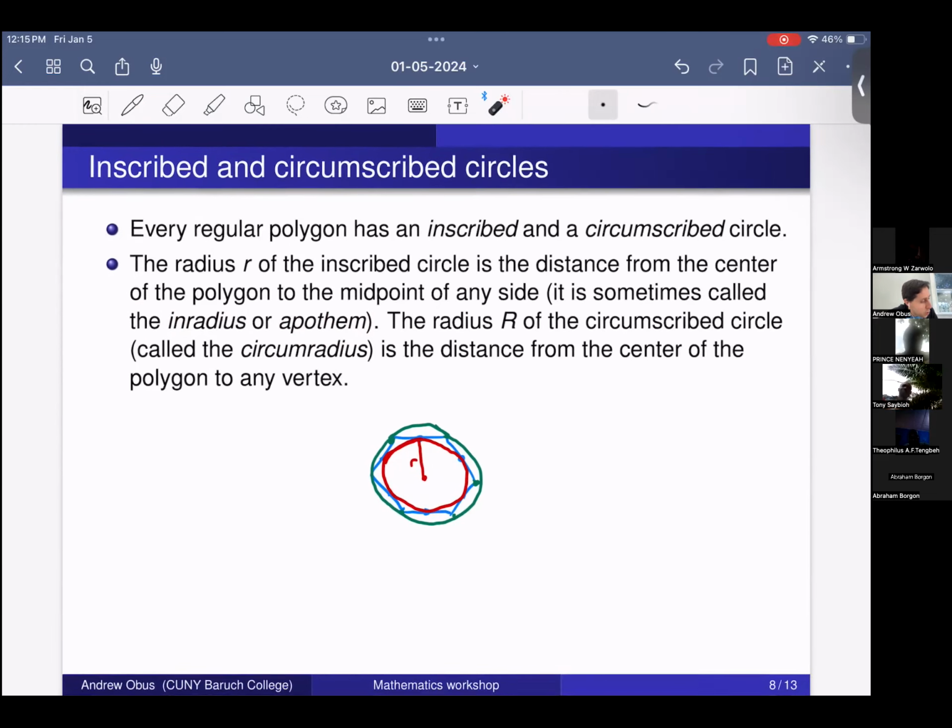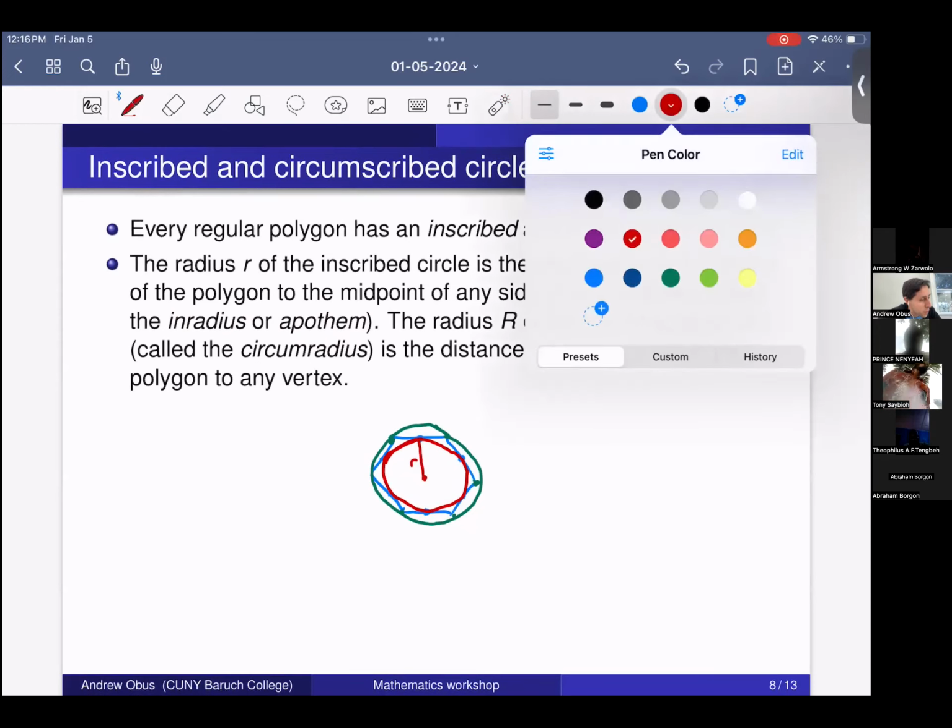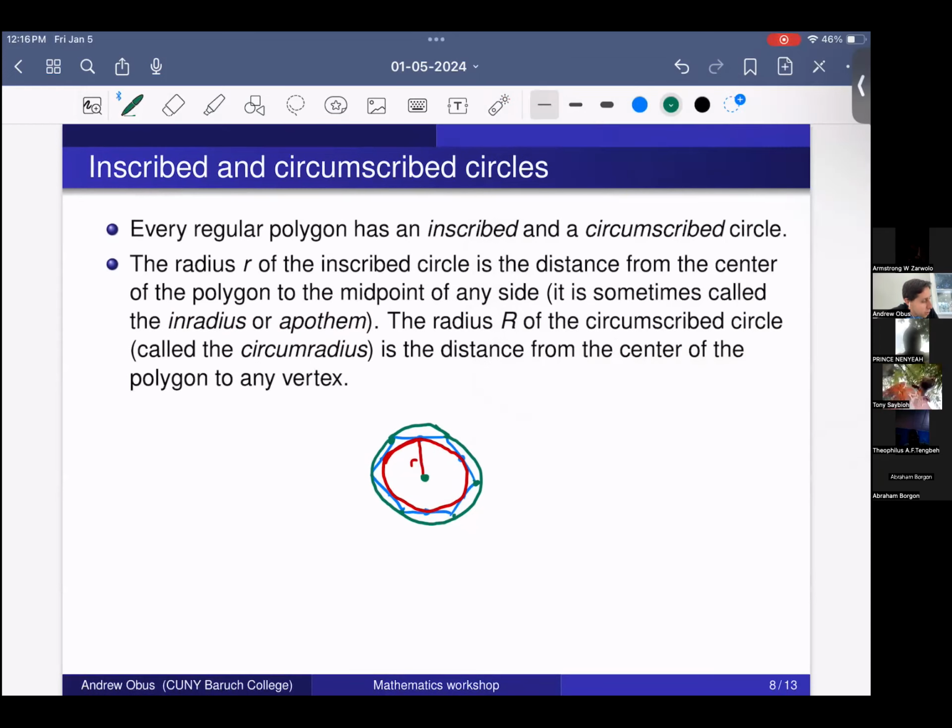And then you can also look at the distance from the center of a hexagon to a vertex, to the corner. That's the radius of the circumscribed circle, so I'll draw them in green. And that's generally just called the circumradius. And that's given by capital R.